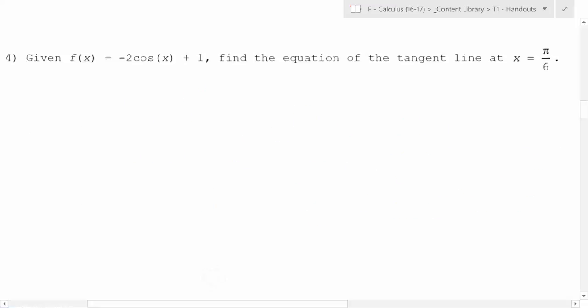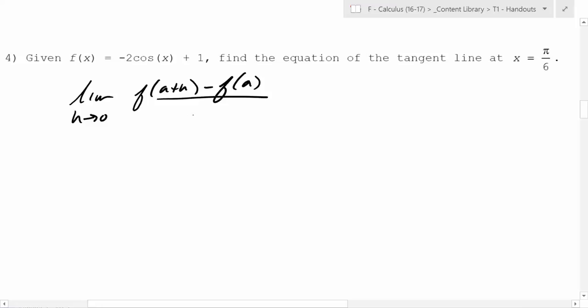Is this a polynomial? No. So what are you gonna have to use? What's it called? Limit notation. Limit definition of derivative. So in this case, limit as h goes to 0 of f of a plus h minus f of a, all over what? H. And in this case, what does a equal? Pi over 6. Pi over 6, exactly.